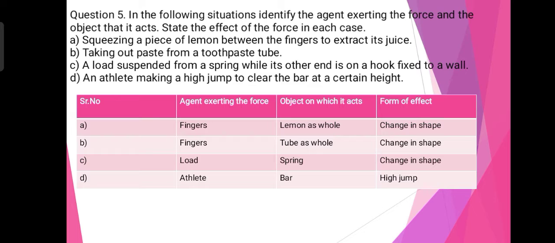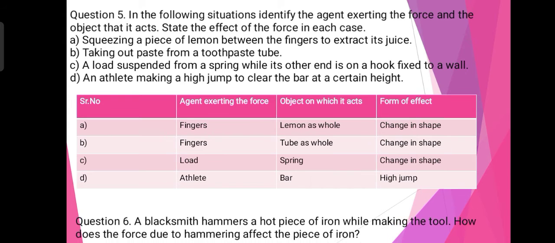C. A load suspended from a spring while its other end is on a hook fixed to a wall. Agent exerting the force, load. Object on which it acts, spring. Form of effect, change in shape. D. An athlete making a jump to clear the bar at a certain height. Agent exerting the force, athlete. Object on which it acts, bar. Form of effect, high jump.